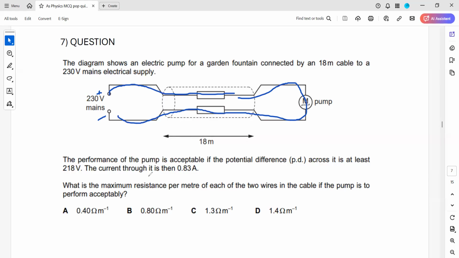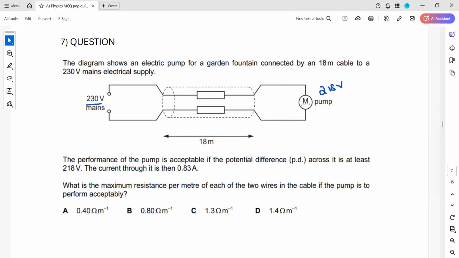We want the maximum resistance per meter for each of the two wires. So how can we work this out? We have a 230 volt supply and here's 218 volt. So how much will be the potential across each of them? Because 230 is the total and 218 is across this one. So the total potential across the wires, you can subtract: 230 minus 218.